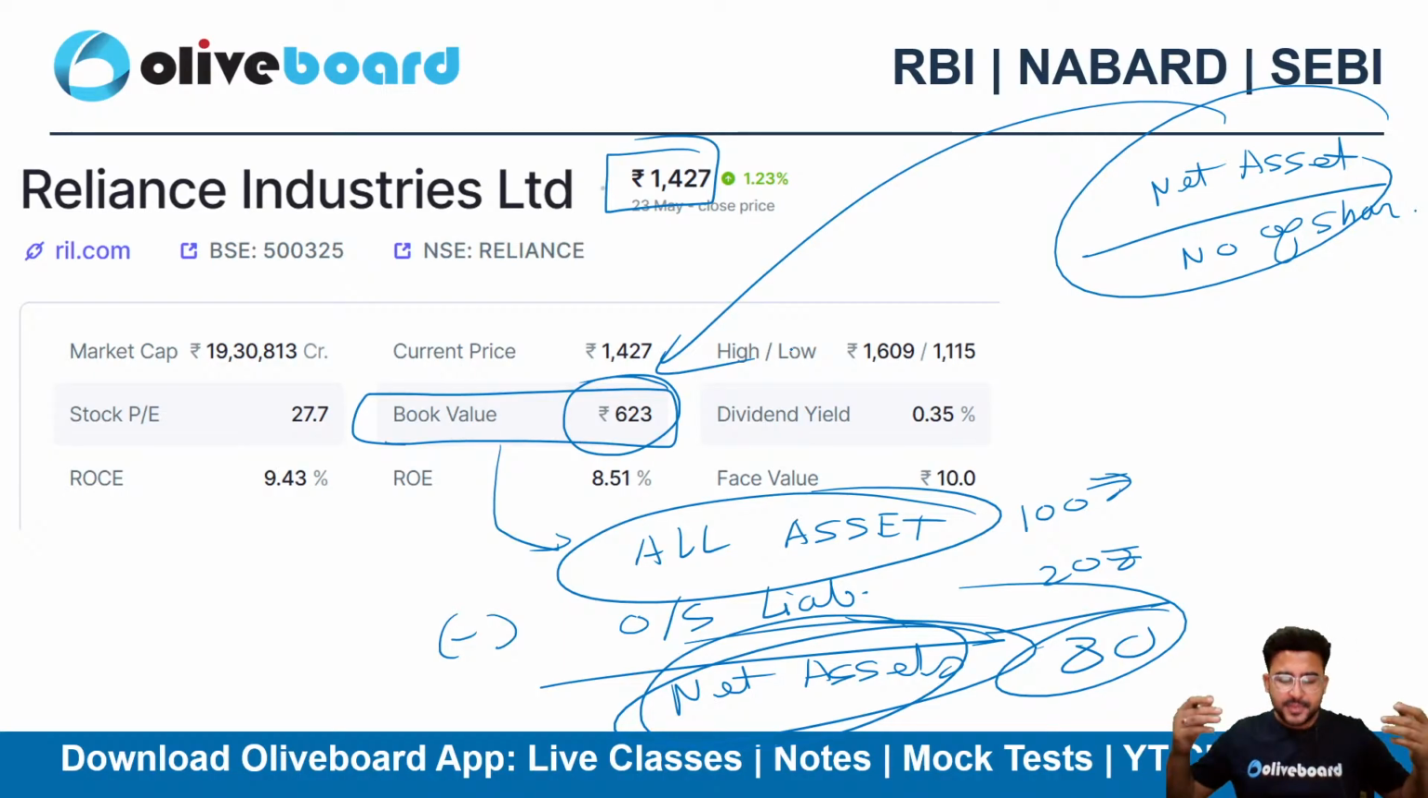So in case the company goes into liquidation, every shareholder will be getting only the book value and not the market value at all. It doesn't matter, your market value can be 14 lakh. However, you will be getting only the book value. That's for sure. That's the meaning of book value.